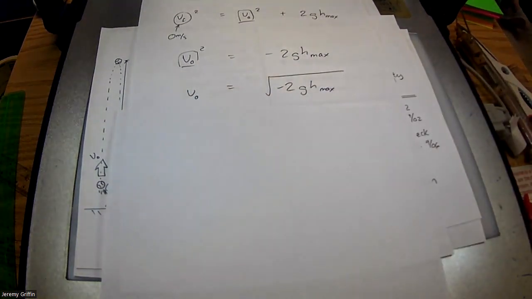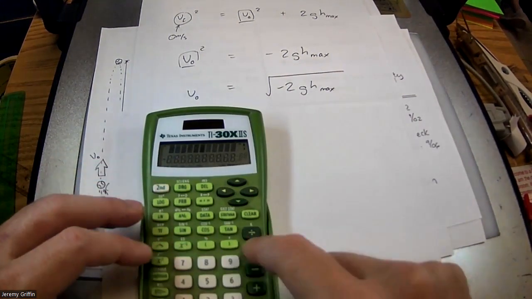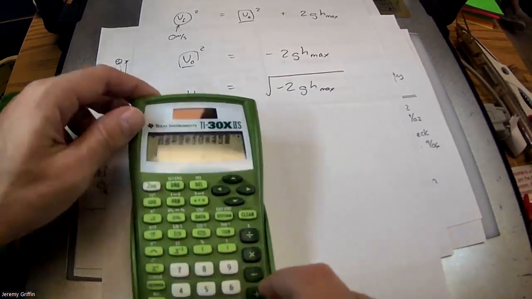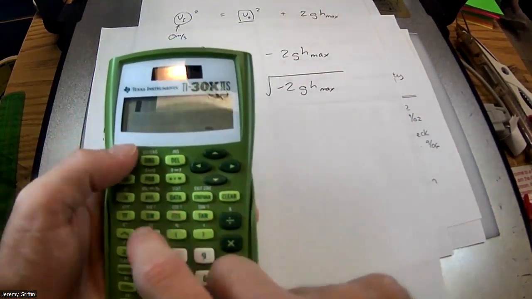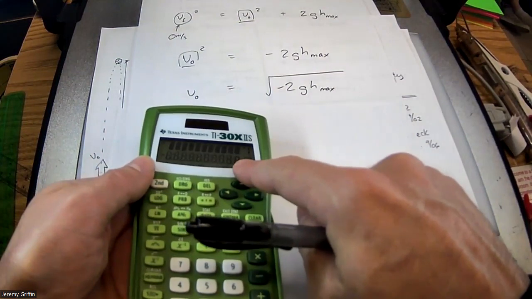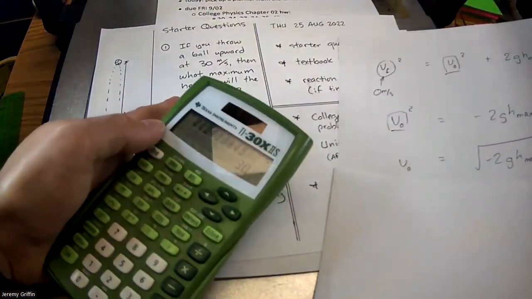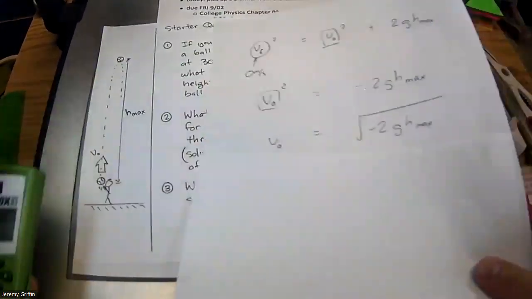Let's try it for what if you happen to throw it 45 meters? What's the square root of 2 times 10 times 45 meters? Hey, that's 30 meters per second, which was exactly the conditions for the very first question. There you go. Just solved it the other way.